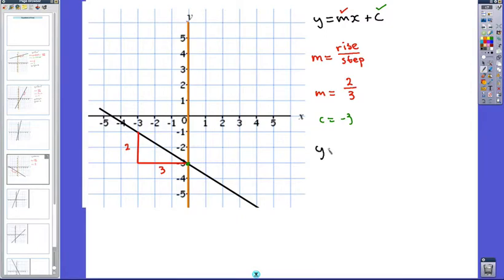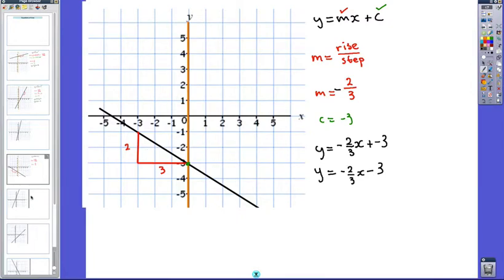So to finish off, y is equal to, now go and look at the line, the gradient is going down, so instead of putting 2 over 3, it's going to be -2 over 3. So y is equal to -2 over 3 x, plus c, which is -3. Remember plus and minus make a minus, but I'm just going to write it down anyway. To clean this up, we get y is equal to -2 over 3x minus 3.